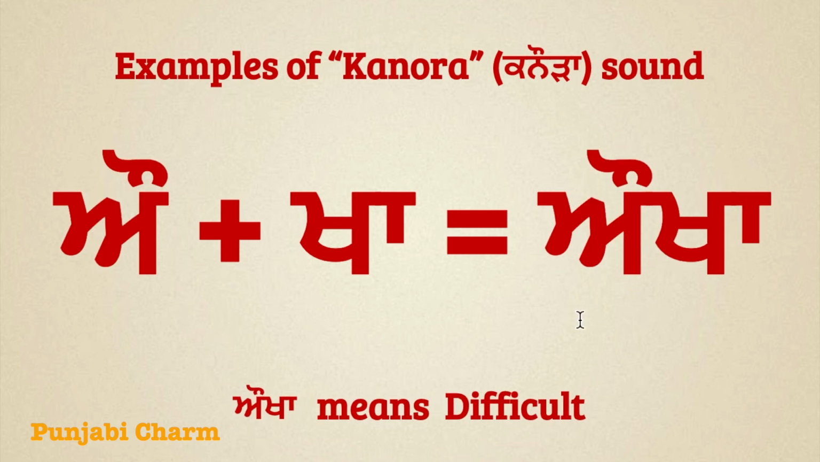The next word is okha. Okha means difficult. And to read this word, we can say ade nu Kanora a, kakke nu Kanna kha, okha. You can repeat after me. Okha. Let's check out next word.